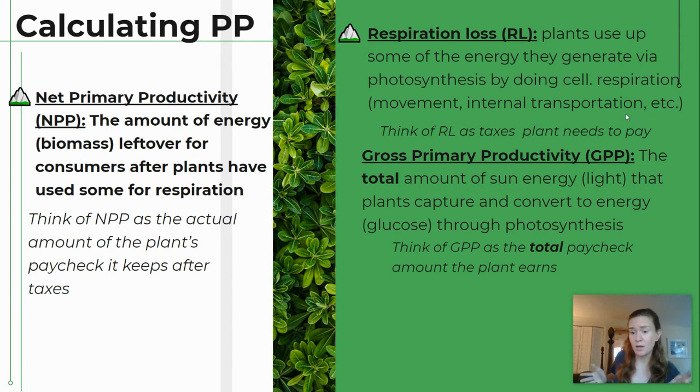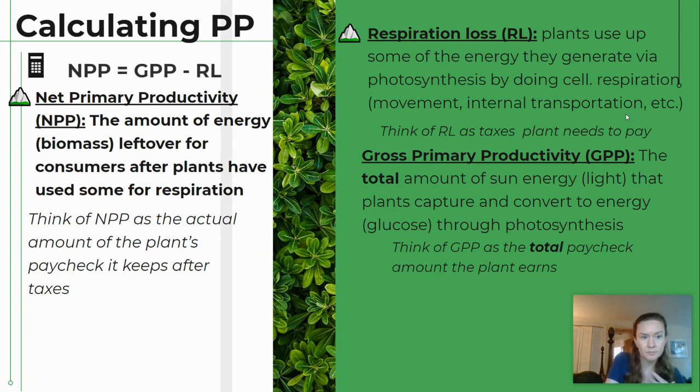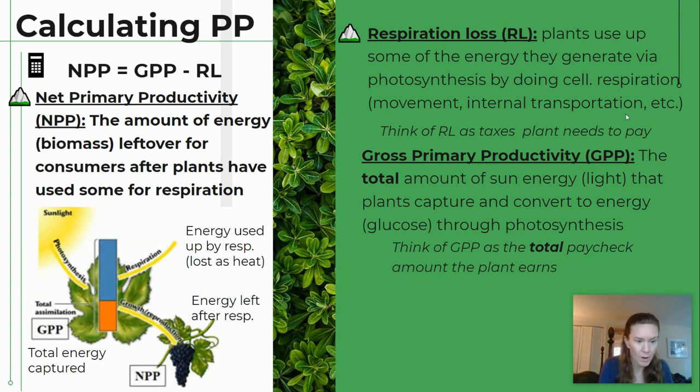And you guys, many of you work at Market Basket, or some of you have co-op jobs, and it looks like you're making, let's say, $500, but then once all the taxes come out, it's like $400, right? So the $400 would be the net primary productivity, but the gross before taxes are taken away would be the $500. So the net primary productivity, NPP, equals gross primary productivity minus the respiration loss. Okay. And here are some photos of that. You have your total captured and then the net.